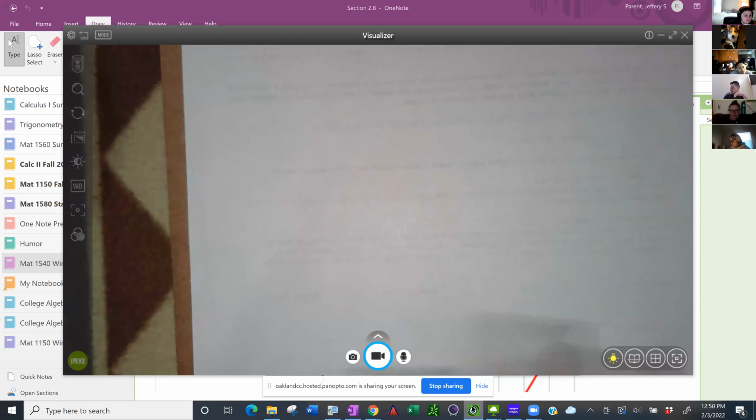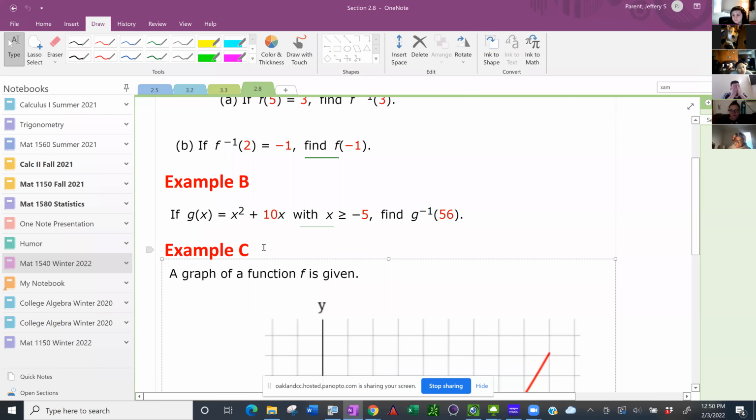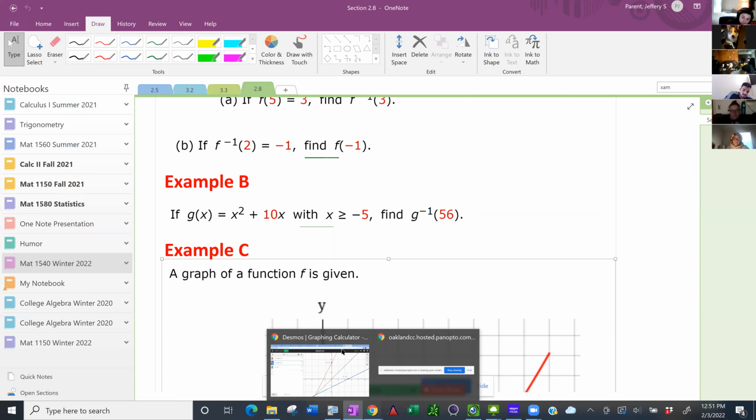All right, so the next one I want to look at is coming directly from WebAssign, and it has a restricted function here. G of x is x squared plus 10x for x greater than or equal to -5. Let's look at this first for a moment, and let me discuss this function in conjunction with the HLT, the horizontal line test.